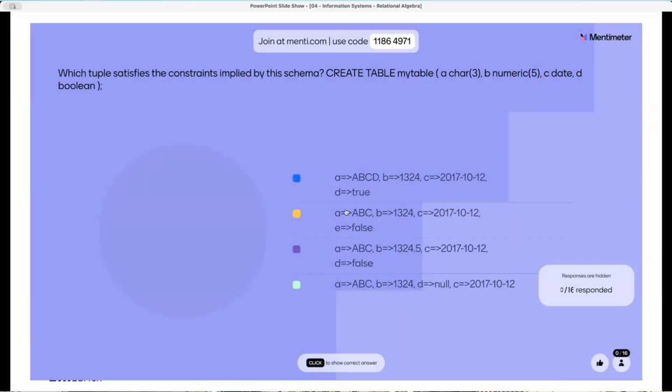So I'm giving you a schema. You know that we give a schema in SQL with the create table statement with all the columns and the types and the constraints. And so here I'm giving you create table, my table with A char 3, B numeric 5, C date, and D Boolean. Numeric is the same as decimal. So which tuple satisfies these constraints? Which one of the tuples could you not fit in this schema?